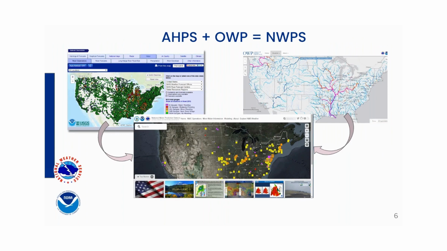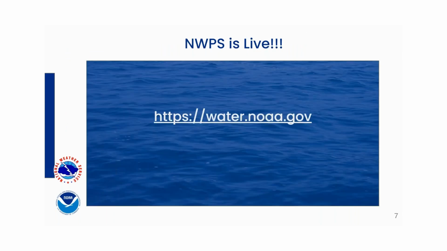So the new web page combines the old AHIPS plus that OWP page into one interface under NWPS. And NWPS did go live at the end of March successfully here. So this is the URL for it, water.noaa.gov. And we're going to go ahead and switch on over to that web page for the demo.